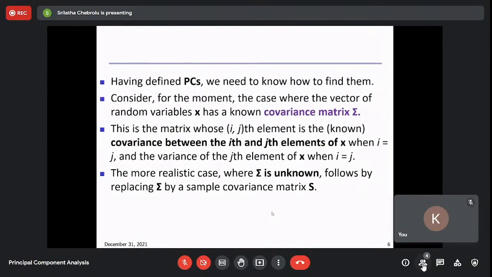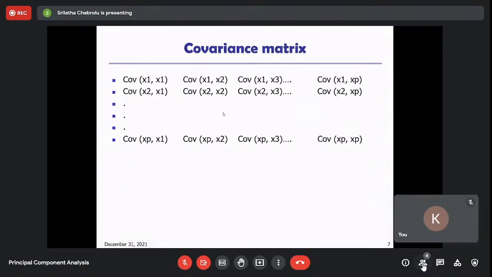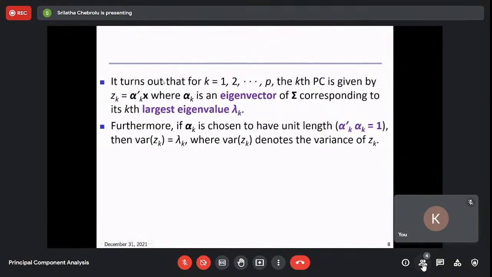Now this is the matrix you have got. The description is given here. This is the matrix whose ith comma jth element is the covariance between the ith and the jth element of x. All these things we know. When i equals j, what happens? It becomes variance. Variance means x minus x bar, where x bar is the average, whole square, isn't it? That is the formula for variance. When i equals j, it becomes variance. The rest of the time, when i is not equal to j, it is the covariance itself.